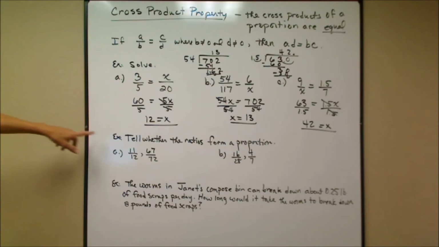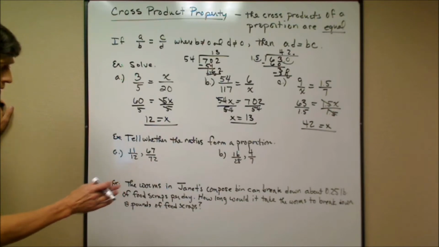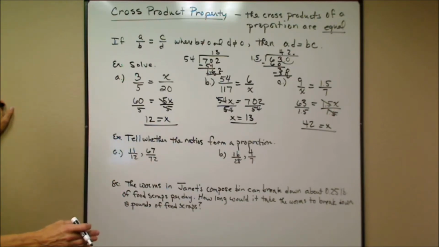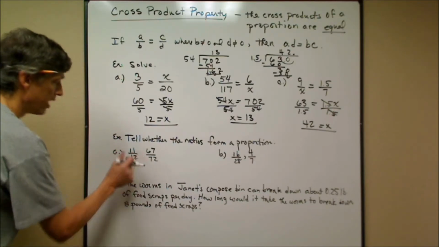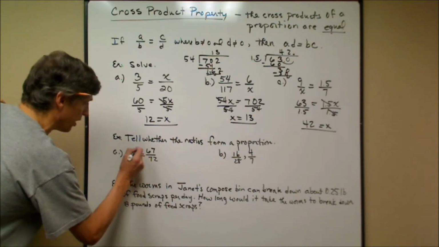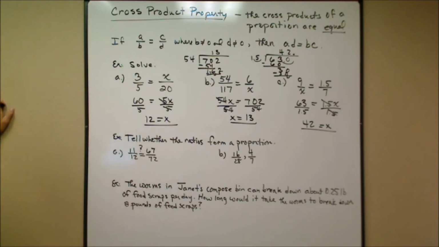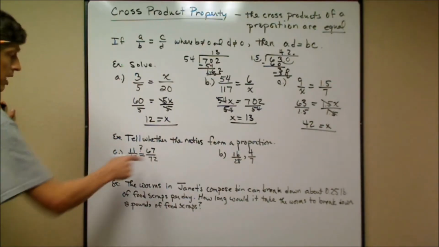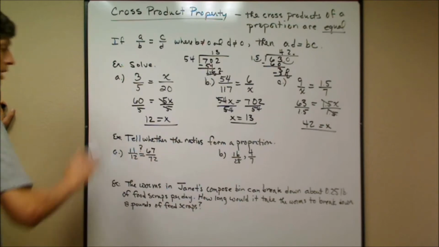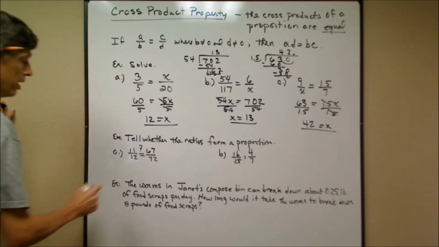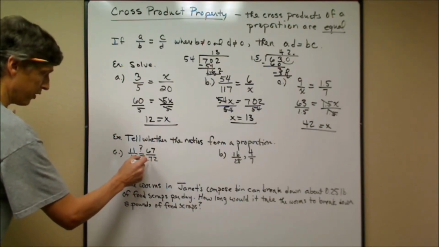So now let's see. Tell whether the ratios form a proportion. Well, that means if I set them equal to one another, do I get a true statement? Okay, so that seems simple. If I set them equal to each other, will I get a true statement? Well, that's where I have to check the cross products, because if the cross products are equal, then they form a proportion. But I can tell you right now, I don't think that's going to happen here.